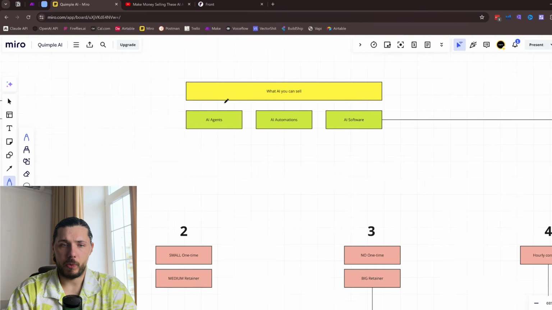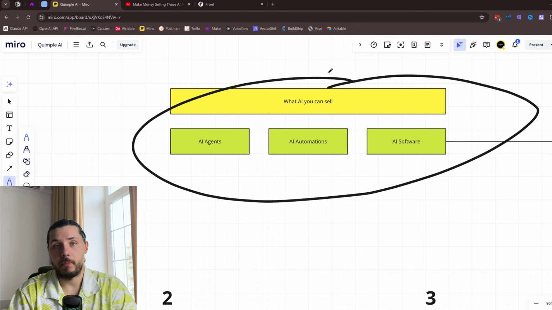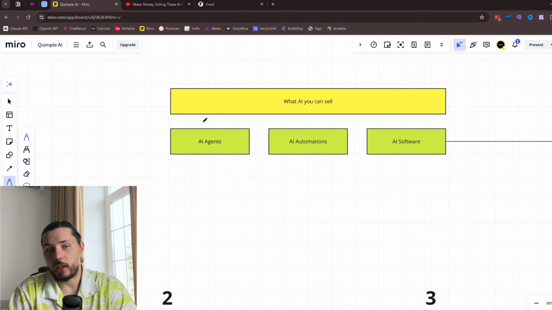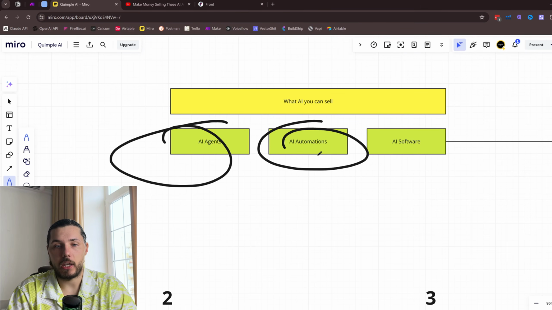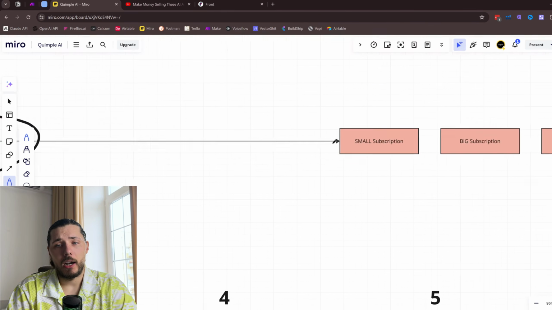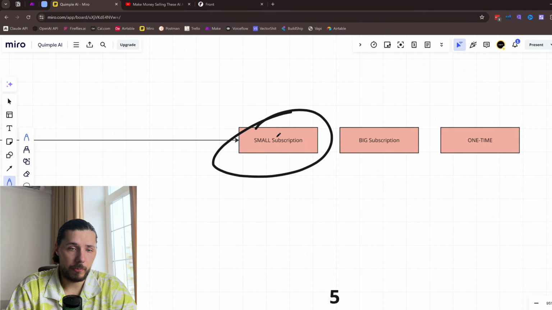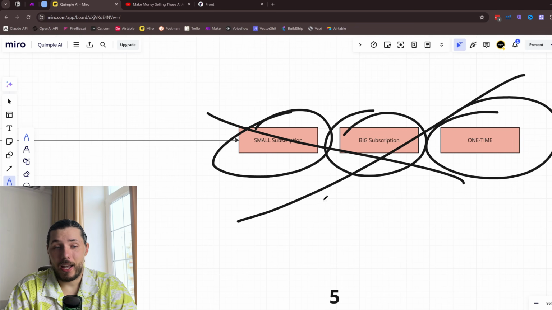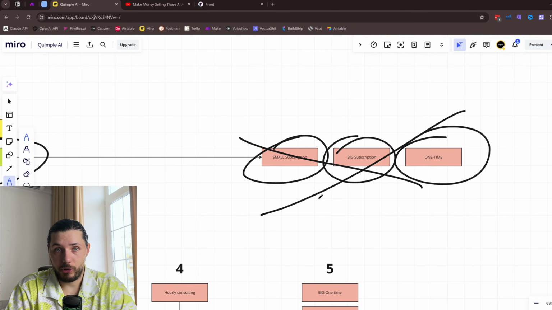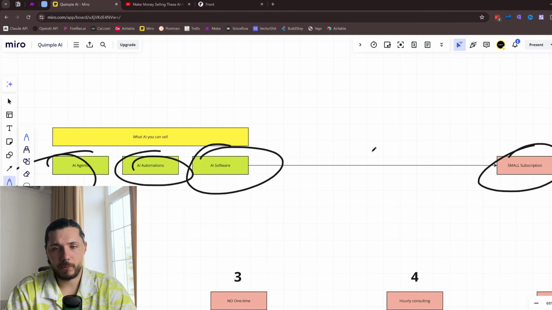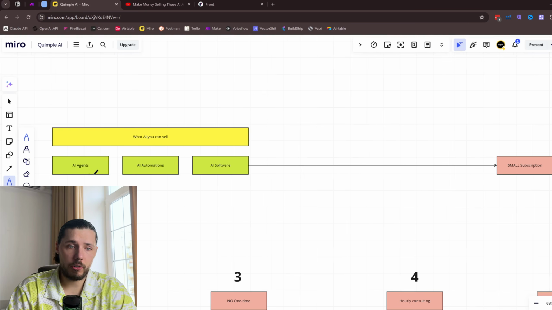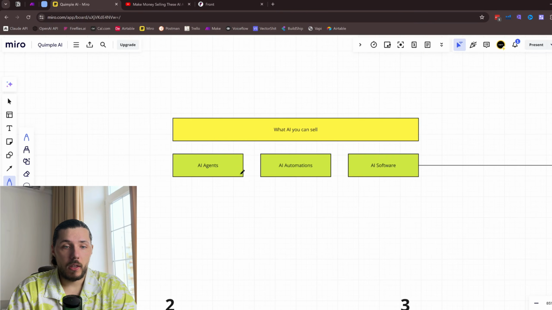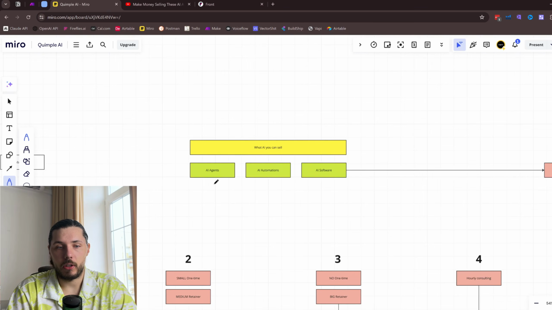I forgot to mention one thing. When we are talking about making money online, you can think about it as AI agents, AI automations, or AI software. Obviously, for the software, you can charge a small subscription, big subscription, or one-time payment. I'm not a huge fan of software, nor have I launched any, so I don't have experience. That's why we're not going to talk about this specific niche.